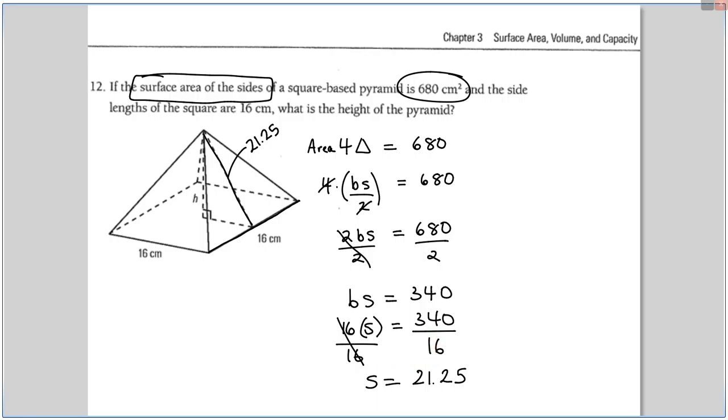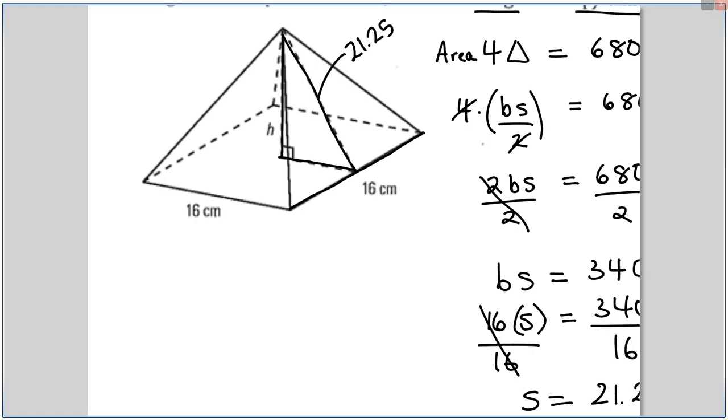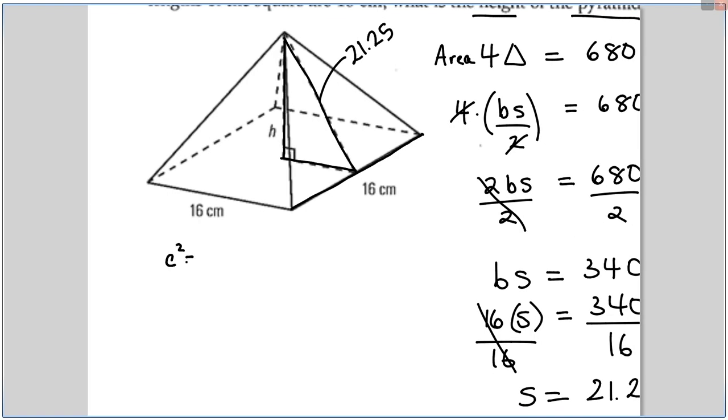All right. And then it says, well, what is the height of the pyramid? Well, what we solved for is the slant. So how do I solve for this height? I have to use the Pythagorean theorem. So again, same idea.